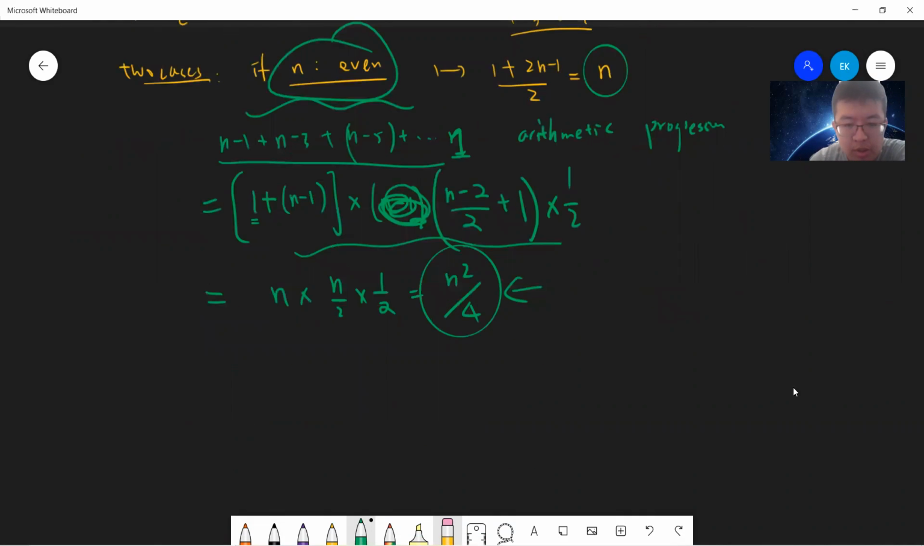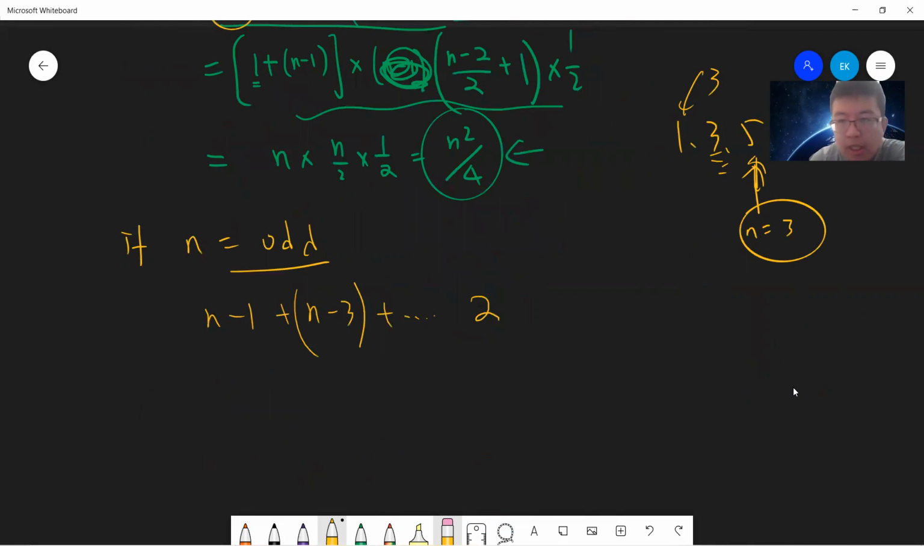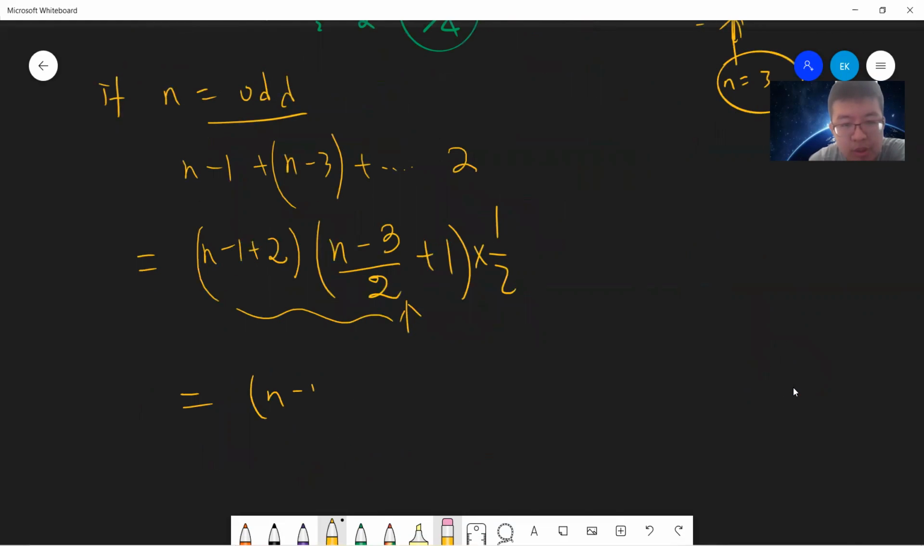How about n odd? Let's say 1, 3, 5, so n is 3. You still get n minus 1, n minus 3, and the final difference will be the same, which is 2, because n is odd. You do the same thing: n minus 1 plus 2, and n minus 3 divided by 2 plus 1 is the number of terms, times 1 over 2. So you get n minus 1 over 2, times n plus 1 over 2. So it's n squared minus 1 divided by 4.